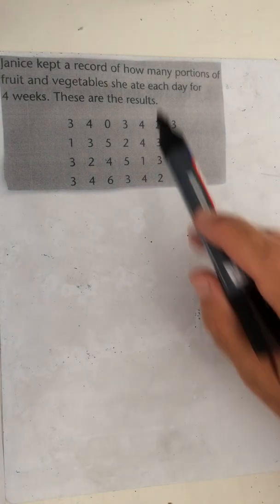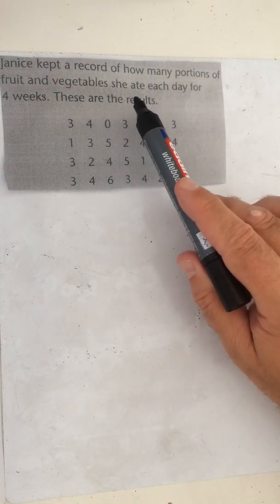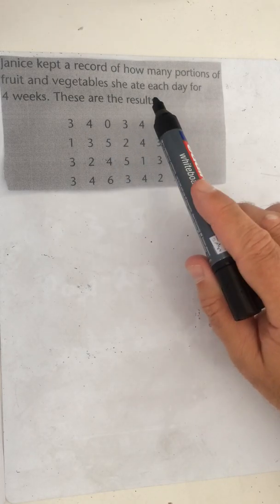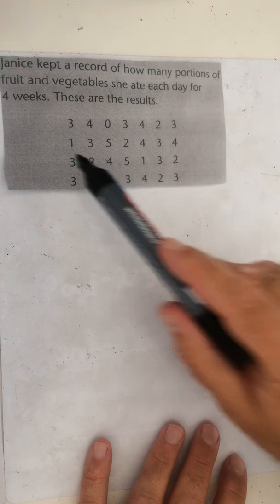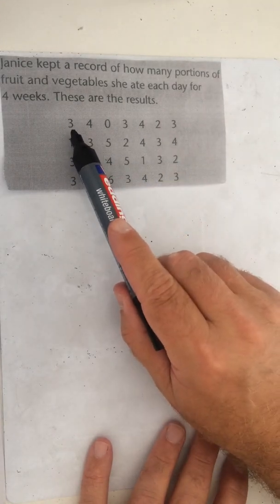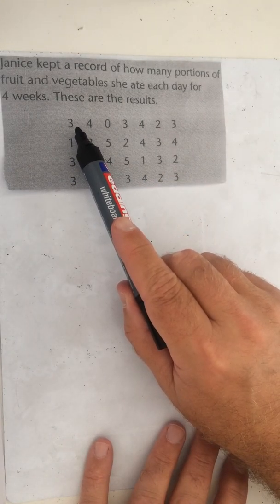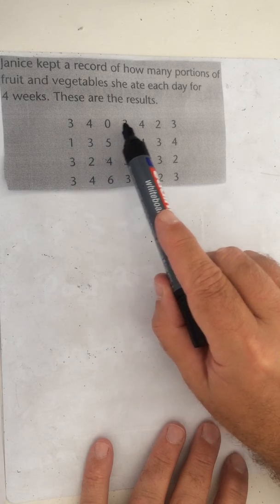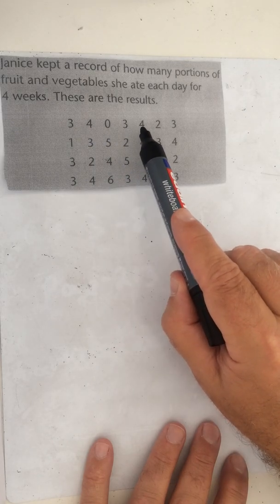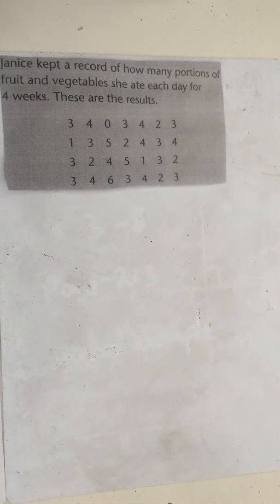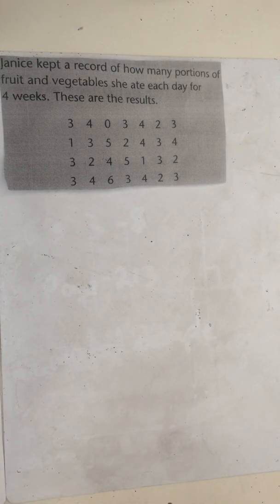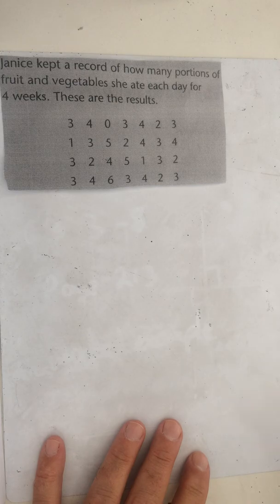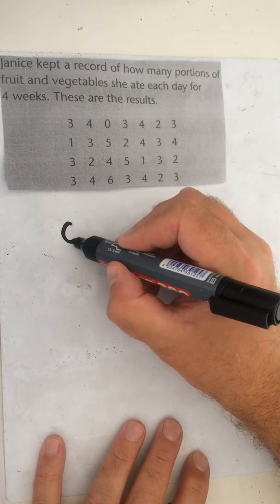So this is a record of how many portions of fruit and vegetables were eaten on each day for 4 weeks. So on the first day 3 portions of fruit and veg, and the second 4, and the third none. Right, okay. So our first step is to come up with a tally chart, okay? So we're going to see what we got.